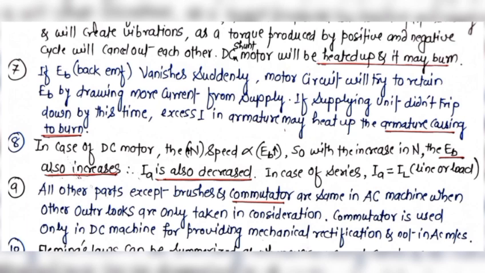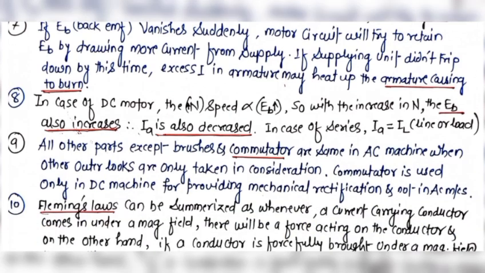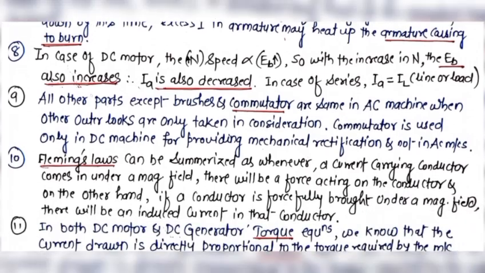All other parts except brushes and commutator are the same in AC machines, when only the outer looks are taken into consideration. A commutator is used only in DC machines for providing mechanical rectification and not in AC machines.